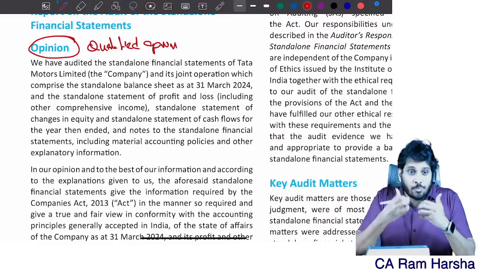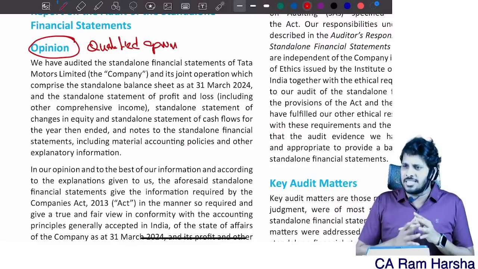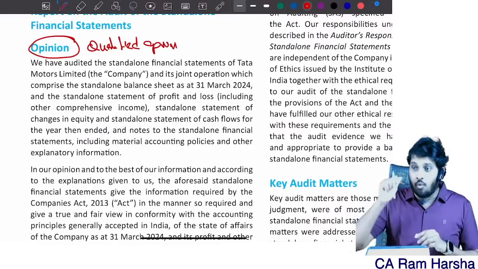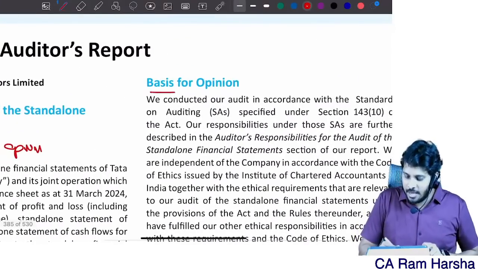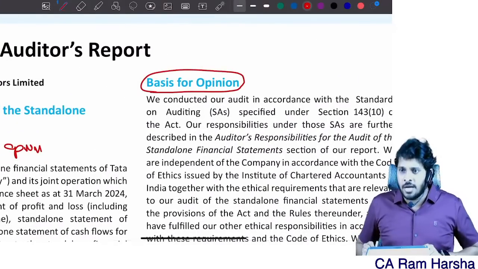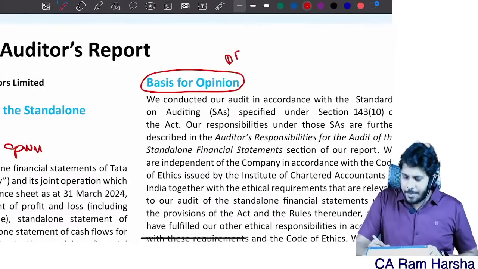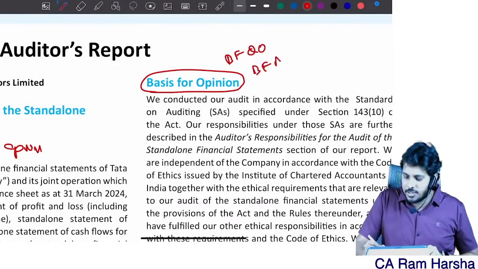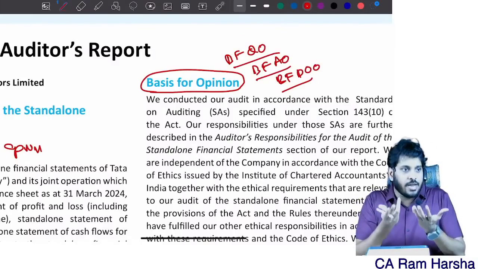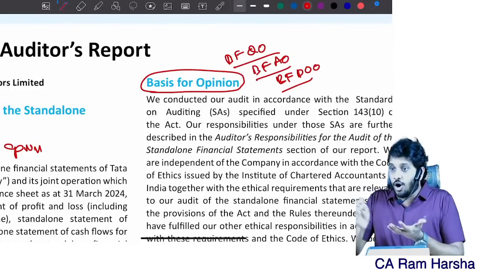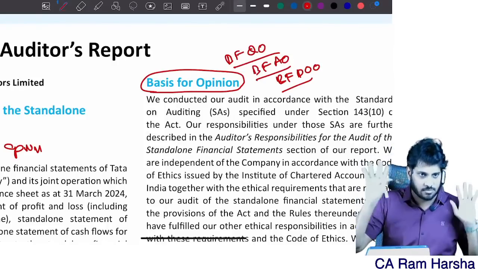Now, whatever opinion you gave, for that some basis will be there. What is the basis for opinion is what the next section in the audit report is. Suppose you give a qualified opinion, then basis for qualified opinion, basis for adverse opinion, basis for disclaimer of opinion. When you are modifying the opinion, what are the points you should consider? All that we will be discussing in the next session.